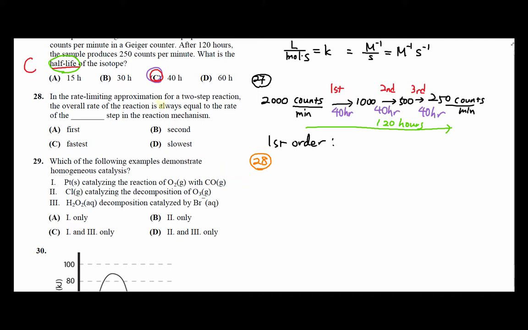Okay, let me reread that. It's always equal to the rate of blank step in the reaction mechanism. Well, if you know the definition of what determines the rate, it's the slowest, no matter what. And let me illustrate it in case you're wondering.